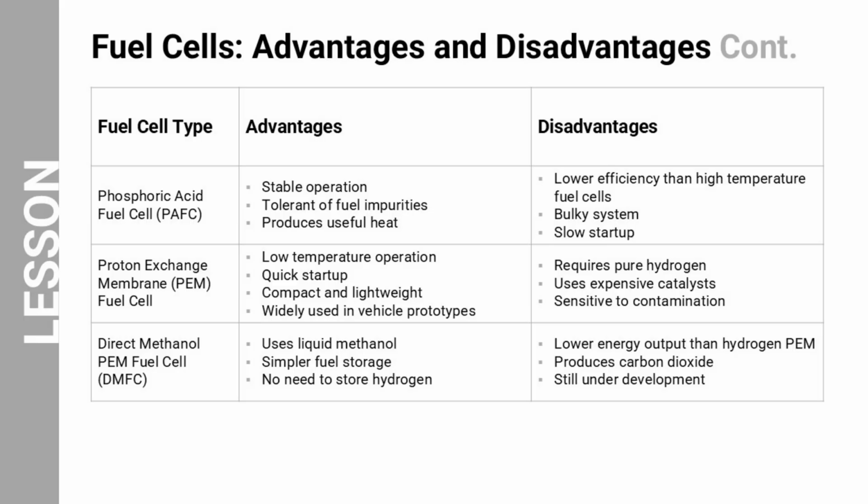Next, let's look at proton exchange membrane fuel cells. They operate at low temperatures, start quickly, and are compact in design. These features make them well suited for vehicles and mobile applications. Their primary limitations are the requirement for pure hydrogen and the utilization of expensive materials.